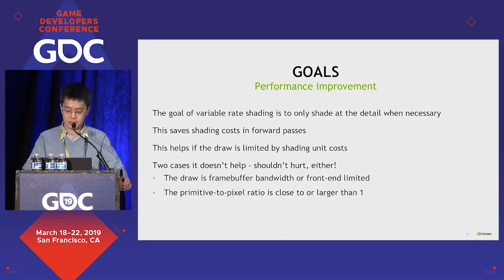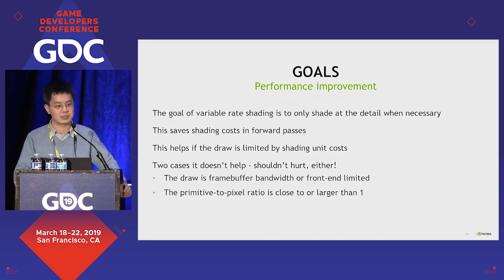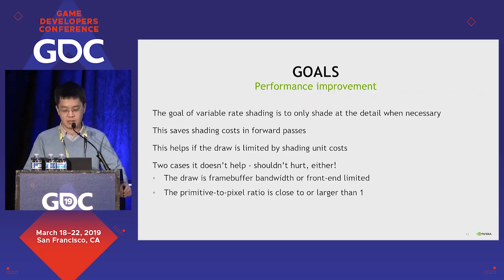Okay, so our goal is to save some shading costs when lowering the shading rate. This is going to help reduce shading costs on forward passes, like the base passes in forward renderers. Particularly, if the performance bottleneck of the forward pass is in the shading unit, this is going to bring us massive savings. But it won't help if the draw is frame buffer bandwidth limited, like when you're doing particle blending, or when this geometry is CPU bound.